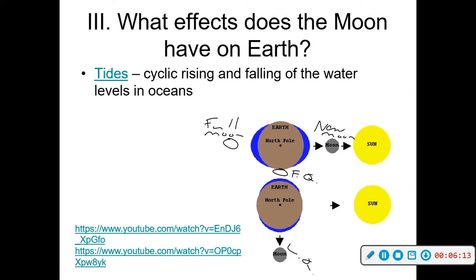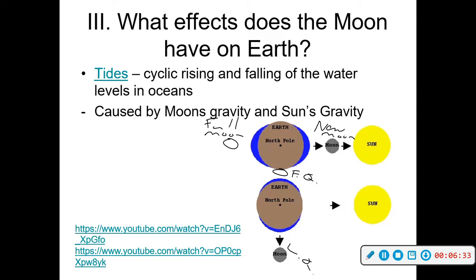Okay, now what other effects does the moon have on the Earth? The tidal cycle. All right, so you guys go down to the water, and you see sometimes the water is high, sometimes it's low. So this is caused by the moon positioning itself differently, and the cyclic rising and falling of the water and the levels of the ocean. It's caused by the moon's gravity and the sun's also. So it's kind of an interesting thing. It's not just the moon. It's like a tug of war between the two.